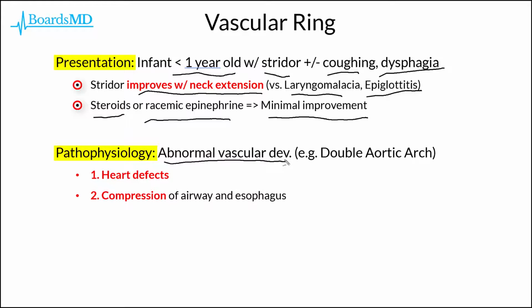One classic vascular anomaly that occurs in the case of vascular rings is the double aortic arch, which we will review in the coming slides. And ultimately, because this is a case of abnormal vascular development, this can lead to two different problems in these patients, the first of which is heart defects, and the second of which is compression of the airway and the esophagus, thus leading to stridor.